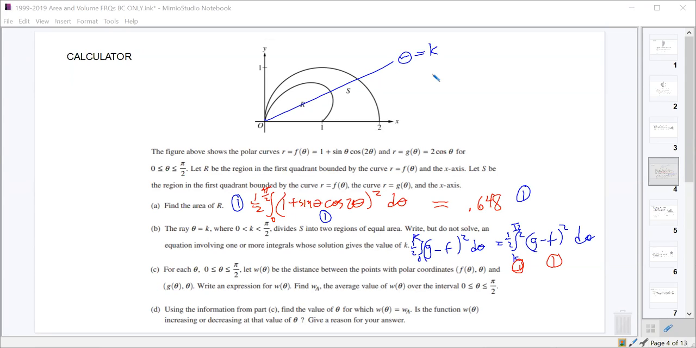All right, part C is we've got a new function, w of theta, which is the distance between f of theta, theta, and g of theta, theta. We want to write an expression for w of theta, and then we're going to find the average value of that distance of w of theta. So if w of theta is just the distance between f and g, then w of theta ought to just be g of theta, the outer function, minus f of theta, the inner function. And that's all w of theta should be, outer minus inner.